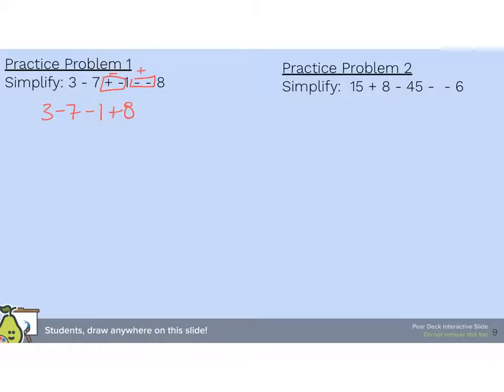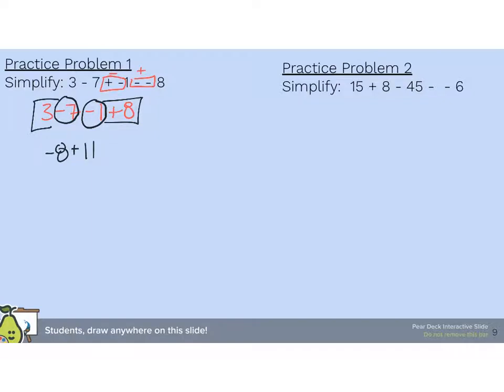I'm going to circle my negatives. I have a negative 7 and a negative 1. When I put those together, 7 and 1 is 8, and they are negative. Then I will box my positives. 8 and 3 are 11, and they're positive.